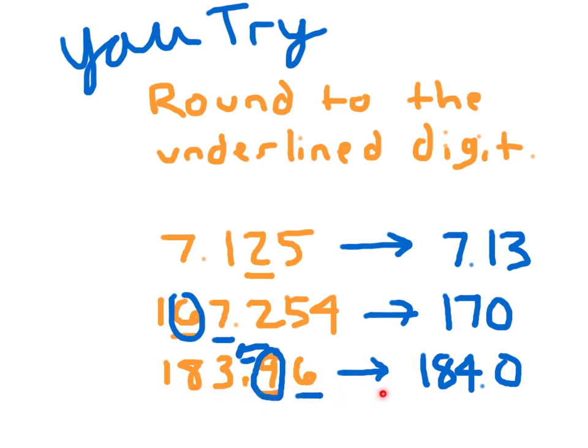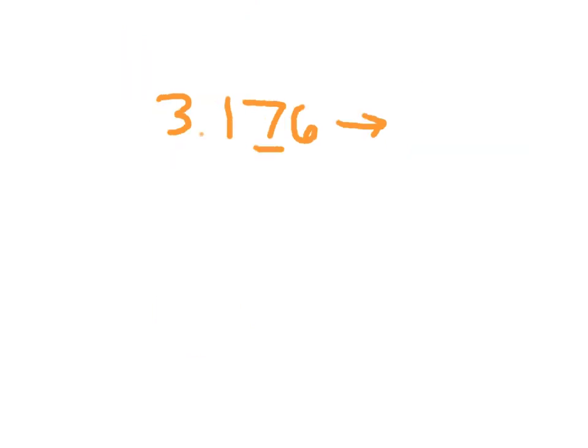I would say probably this one here is the most confusing. If you got that, give yourself a little cheer. Woohoo! Let's look here, and I'm just going to show you one last time, hey, 3 and 176 thousandths rounds to 3.18. And again, I can't put a 0 there.